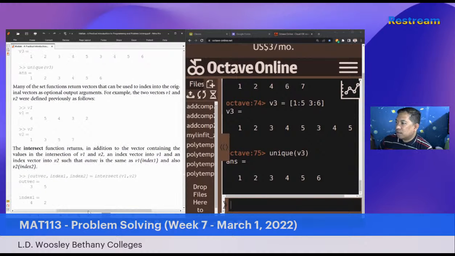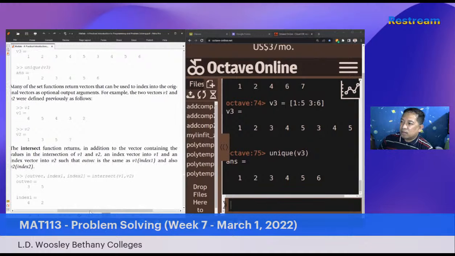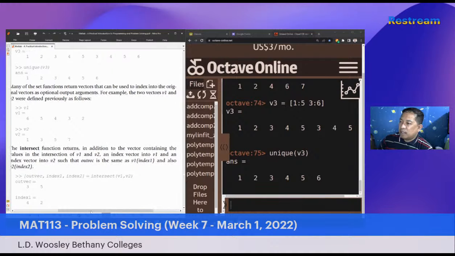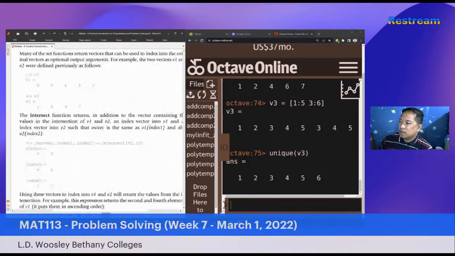The intersect function returns, in addition to the vector containing the result of the intersection of B1 and B2, an index vector into B1 and an index vector into B2 such that the out vector is the same as B1 indexed by index 1, and also B2 indexed by index 2. So let's take a look, no?